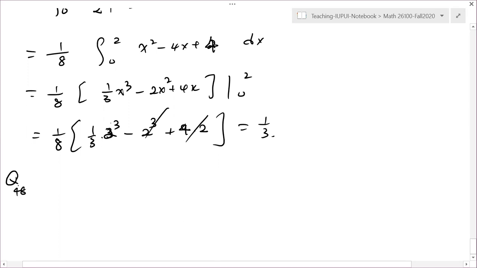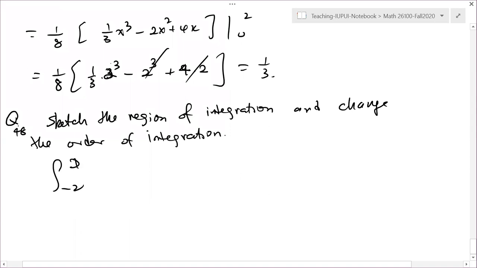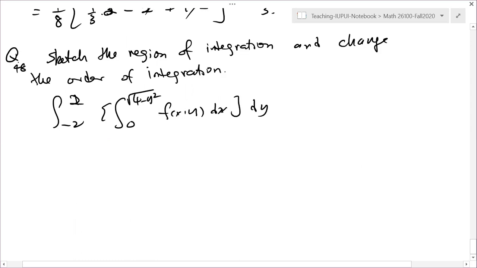So here's a question. I think it's from 48. Okay, this is a very challenging problem. Sketch the region of integration and change the order of integration. Because the function is not given either, so what do I have to do?